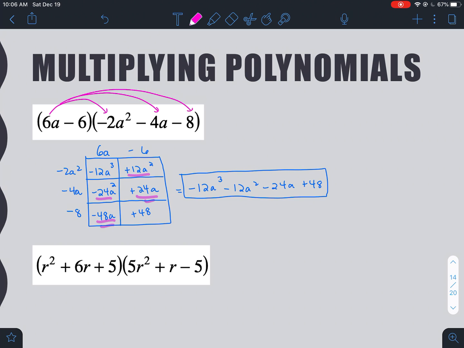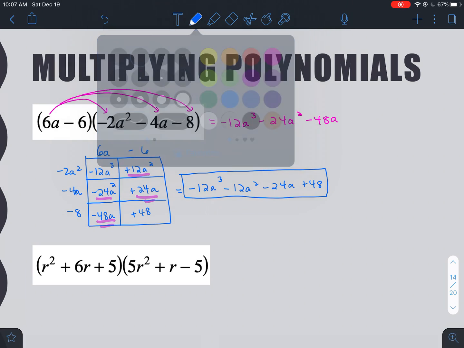Or you can use the distributive method. So I would take 6a and multiply it by all 3 terms this time. And I would get negative 12a cubed minus 24a squared minus 48a.